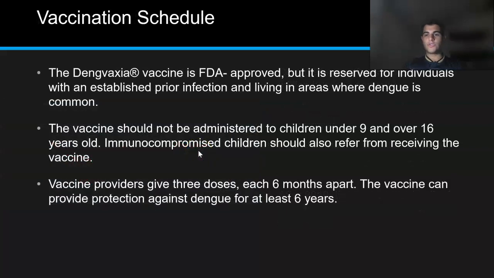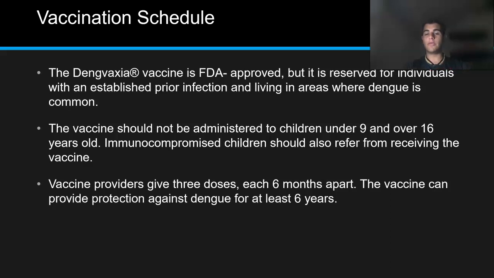The vaccination schedule for Dengvaxia is 6 months apart, after it has already been confirmed that you are infected with the virus. So in order for you to receive this vaccination, you need to have a prior infection, from DNV 1, 2, 3, or 4. It doesn't matter which, but it needs to be medically proven that you were infected. This vaccine is FDA approved, but it is reserved for individuals with an established prior infection.